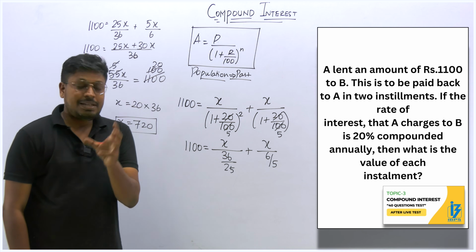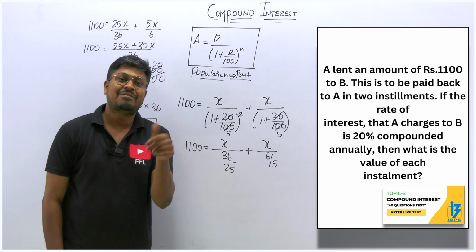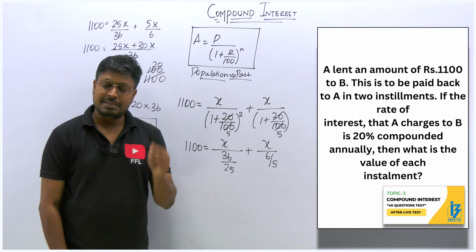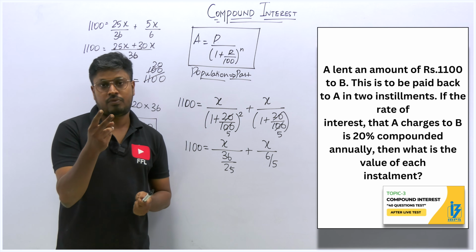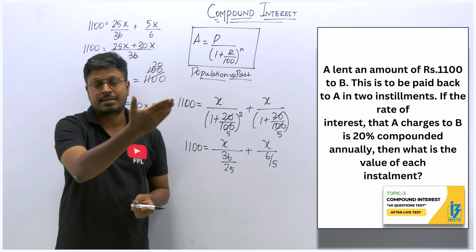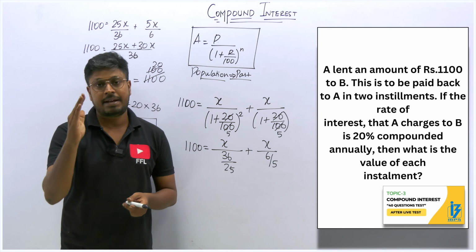So always remember that in compound interest you don't have to learn new formulas every time. Even in simple interest it is the same. For simple interest and compound interest, we have only two formulas, right? P into R by 100 in simple interest. In compound interest, P into 1 plus R by 100 power n.